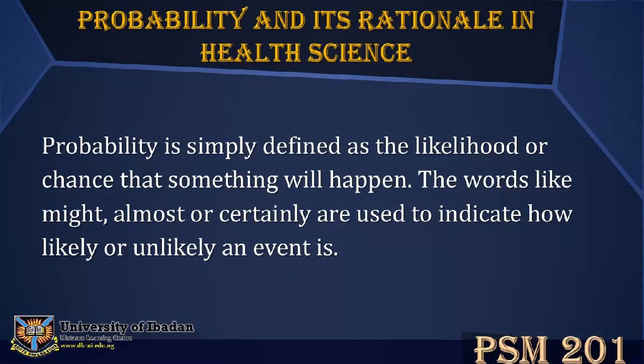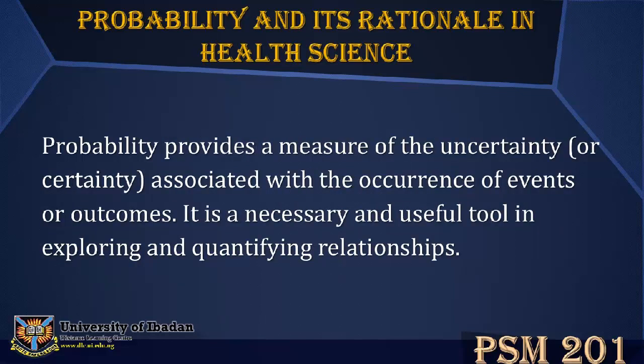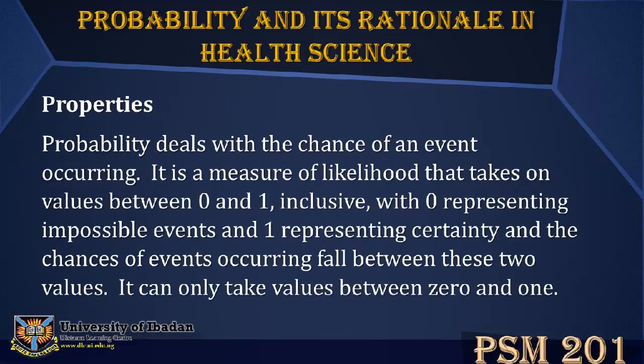Probability and its rationale in health science. Probability is simply defined as the likelihood or chance that something will happen. Words like might, almost, or certainly are used to indicate how likely or unlikely an event is. Probability provides a measure of the uncertainty or certainty associated with the occurrence of events or outcomes. It is a necessary and useful tool in exploring and quantifying relationships.